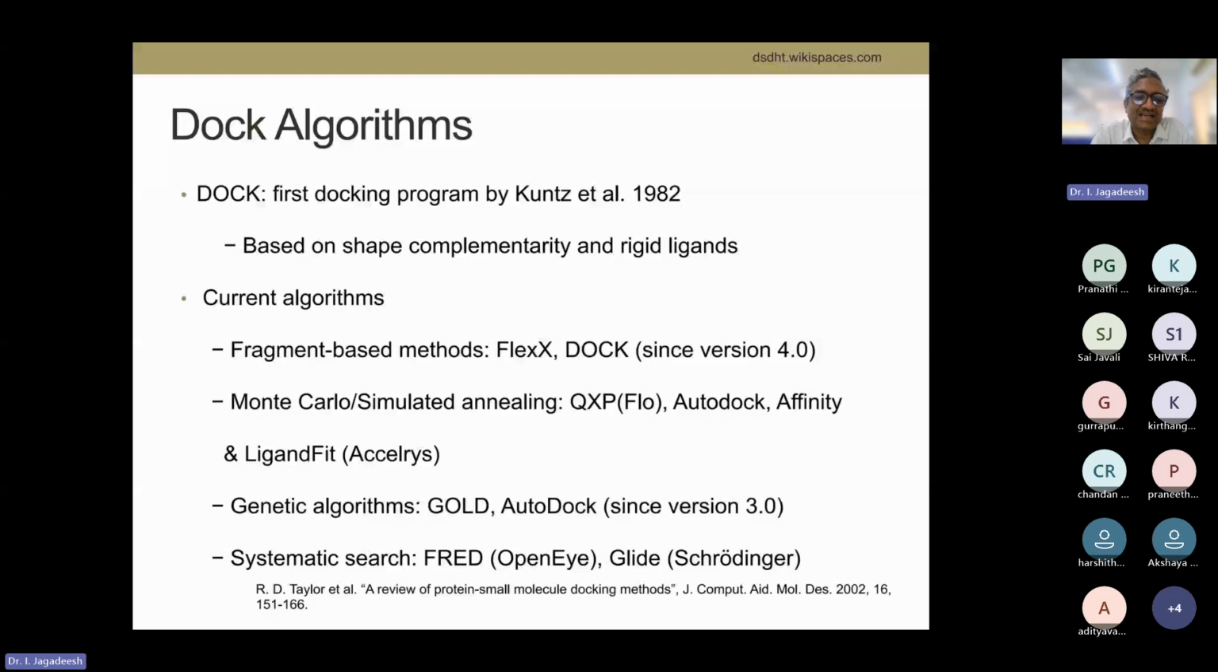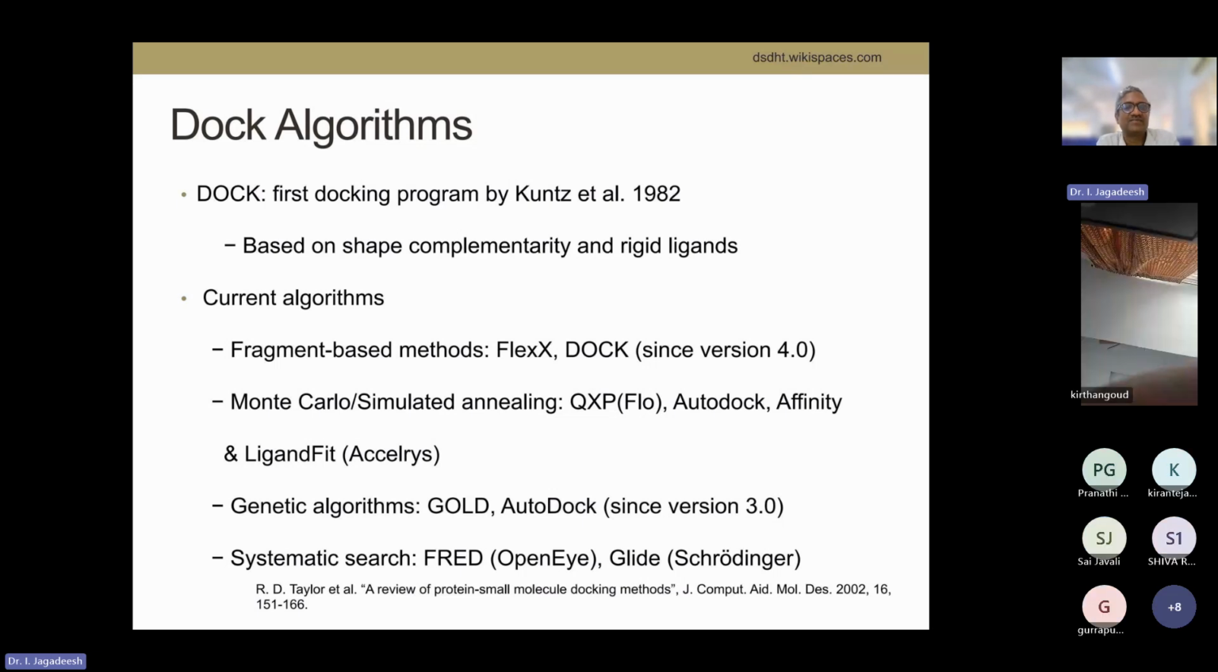Genetic algorithms start completely from scratch, building up step by step into the drug; we have GOLD and AutoDock for this. Then there is a systematic search, where in a stepwise manner we incrementally increase the activity, which can be done by FRED, that is OpenEye, and Glide, that is Schrodinger software. When we use systematic and genetic algorithms and the complexity is more, the cost will also be very high. That we need to see.